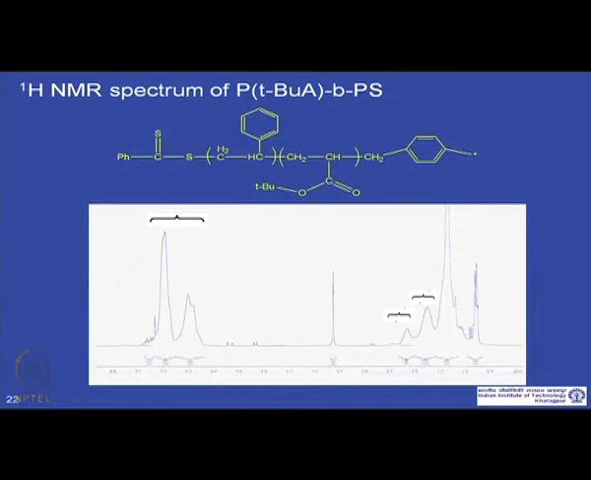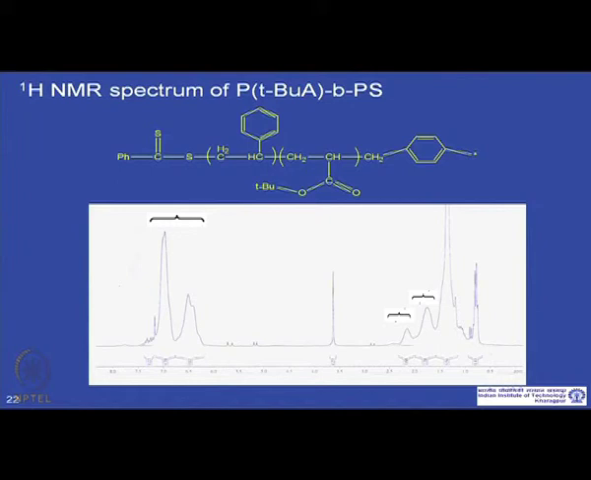So not only can we find out the molecular weight, we can find out the conversion from monomer to polymer. Also, if we add the second monomer to form a block, then we can get the information about the composition of the block as well as the length, the molecular weight, of the individual blocks. So this is an example where we showed that proton NMR can be very useful to get information about polymer microstructure.